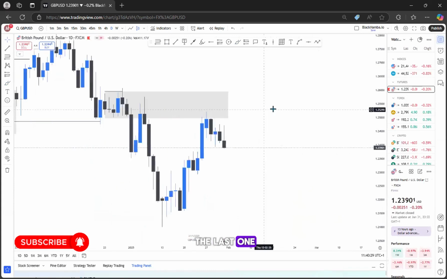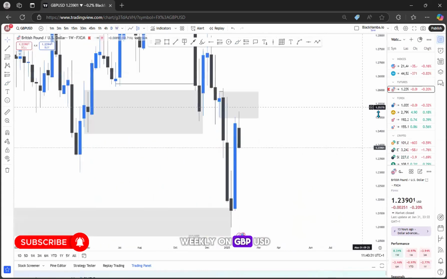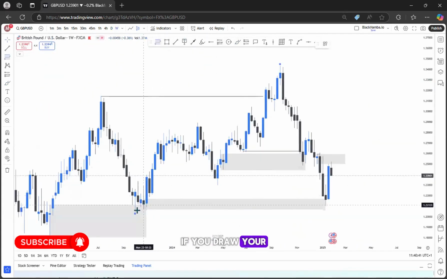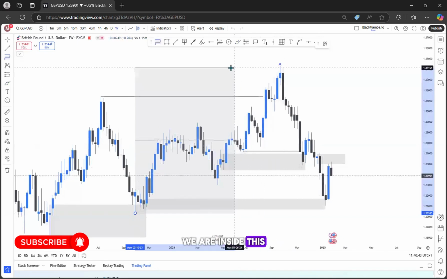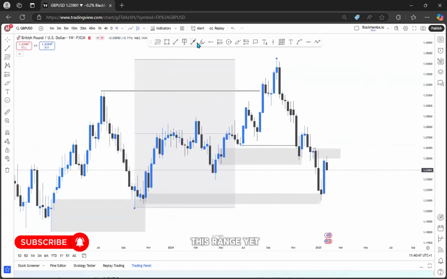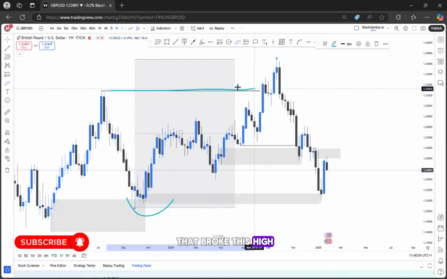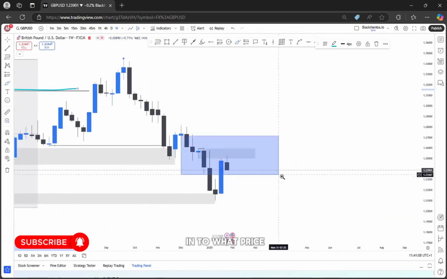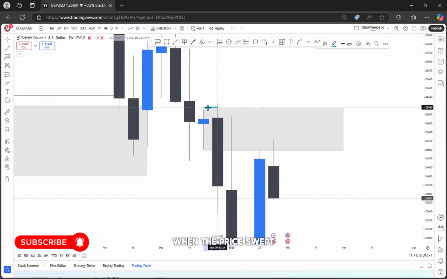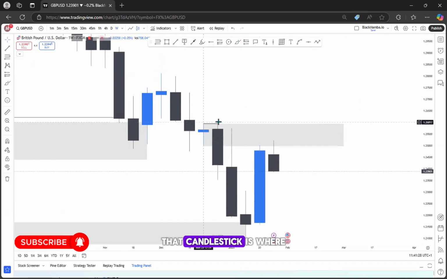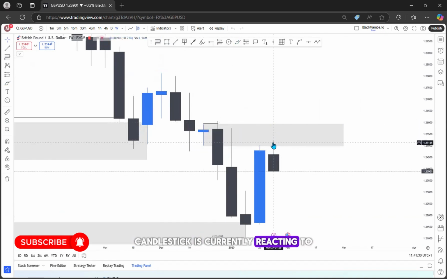GBPUSD, which is the last one. If you go to weekly on GBPUSD, if you draw your fib from here, we are inside this range here. Price has not filled this range yet. This was the low that broke this high. Price is still inside that level. And if we zoom in to what price did here, price swept this high before breaking structure to the downside. That candle is where last week's candle is currently reacting to.